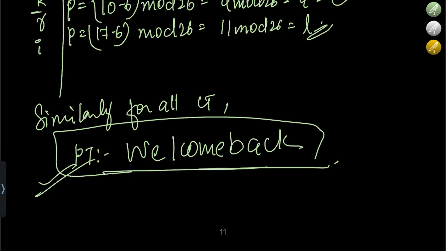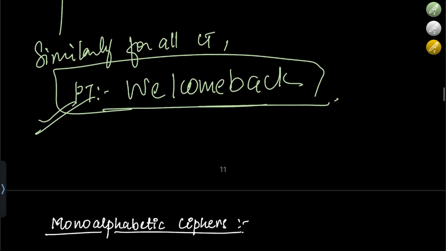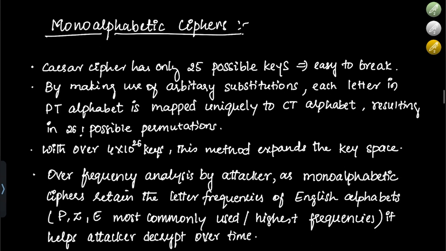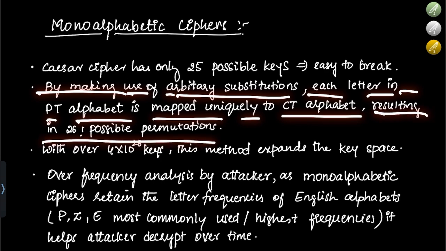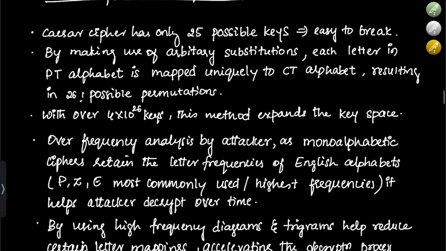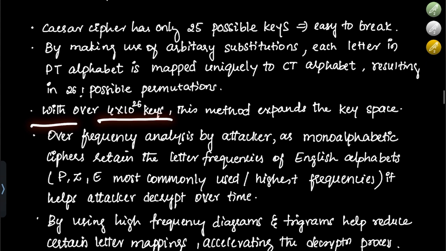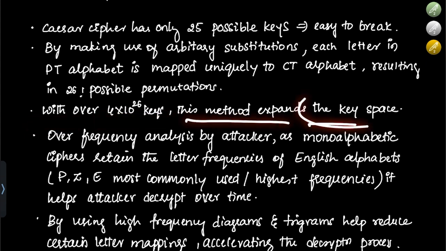That's how you can draw to a conclusion. Okay. Next cipher which we have is monoalphabetic cipher. So we know that Caesar cipher has only 25 possible keys, which is very easy to break. We have seen how. So by making use of arbitrary substitutions, each letter in the plain text alphabet is mapped uniquely to a ciphertext alphabet, resulting in 26 factorial possible permutations. So with over 4 into 10 to the power 26, this method expands the key space.